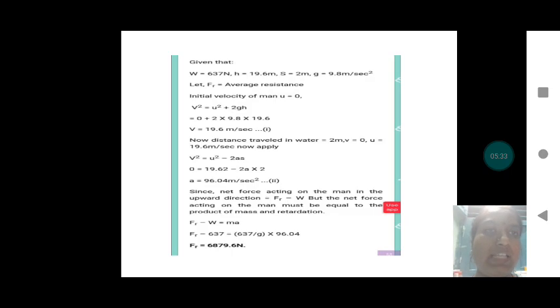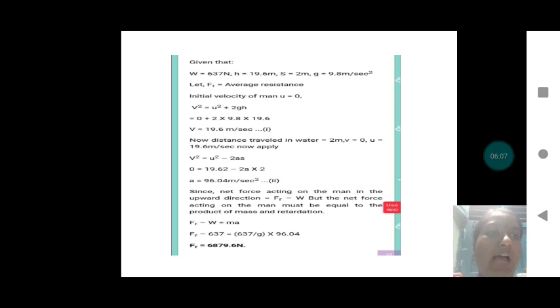Given that weight equals 637 newtons, height equals 19.6 meters, distance equals 2 meters, g equals 9.8 meter per second square. Let Fr equal average resistance. Initial velocity of man u equals 0. V square equals u square plus 2gh, that equals 0 plus 2 into 9.8 into 19.6. V equals 19.6 meter per second. That is taken as equation 1.